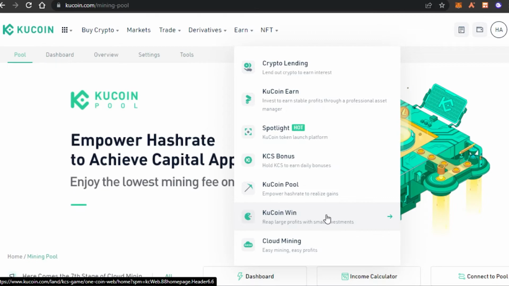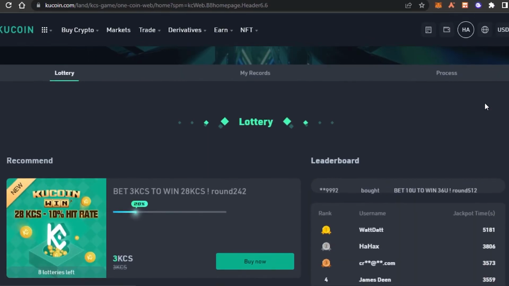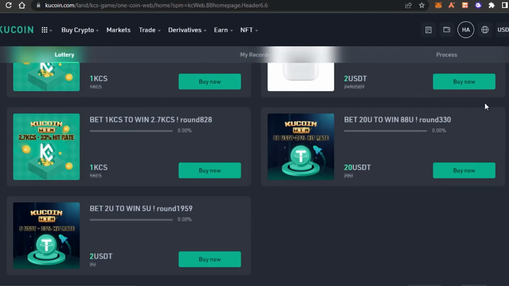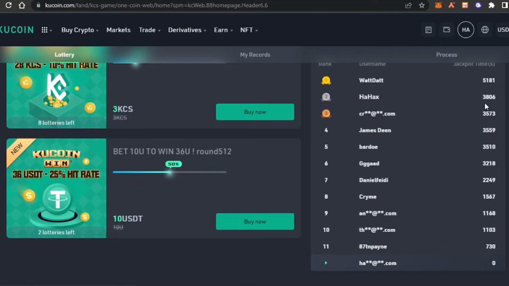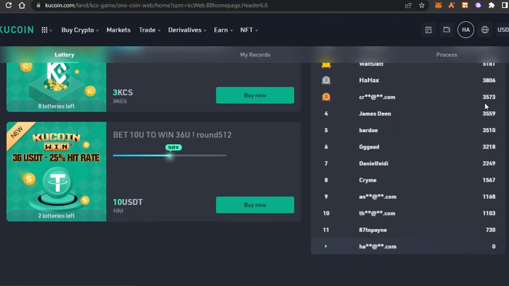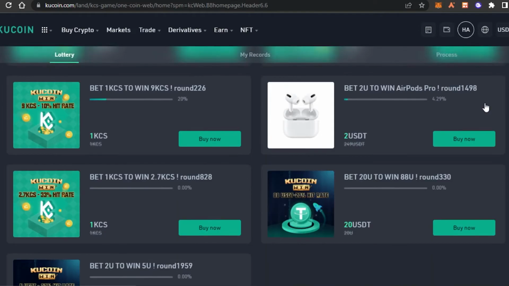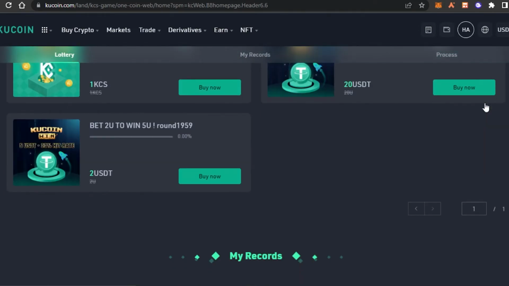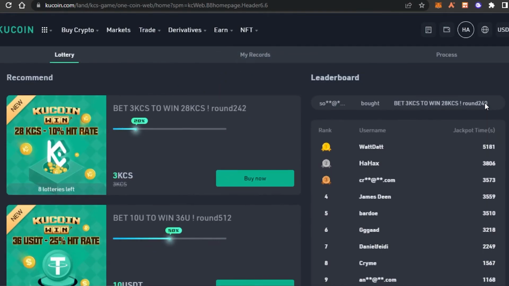Last but not the least, we have KuCoin Win. This is also one of the fastest and easiest ways to make money on KuCoin. Once we get to KuCoin Win right here, you can see this is where we win lotteries. This is how a simple lottery works. Of course, you buy a ticket for like maybe 3 KCS or 10 USDT, but you can earn up to 25% hit rate. You can earn with 1 KCS, you will be able to earn 27. So this is how a simple lottery works, and this is how we earn on KuCoin.